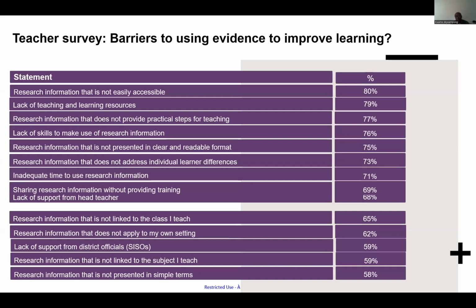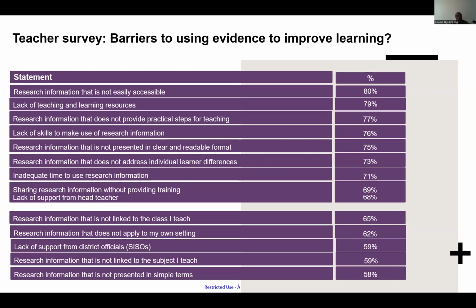We also wanted to talk to teachers. Sometimes we think we have the answers about what teachers need. So we did a national survey to find out from teachers what the barriers were to accessing evidence to improve learning. Many times they said the research information is not easily accessible. When you produce a research report with graphs, for the teacher in the classroom, that kind of evidence was not very useful.